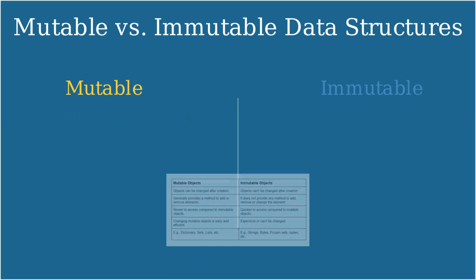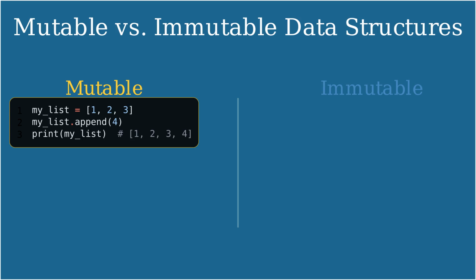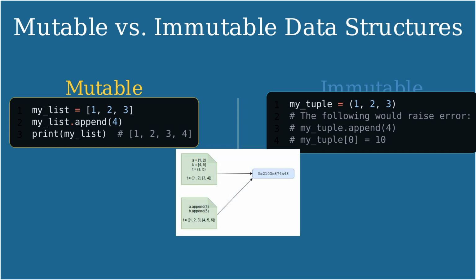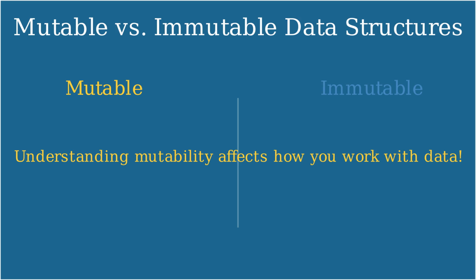Let's look at a detailed comparison between mutable and immutable objects. With mutable structures like lists, we can modify the content by adding or changing elements. Immutable structures like tuples don't allow modifications after creation. Attempting to modify them will result in an error. This example shows how even in a tuple, if it contains mutable objects like lists, those lists can still be modified. Understanding the mutability of data structures is essential for writing efficient and bug-free Python code. This distinction will be particularly important as we explore each data structure in the upcoming sections.